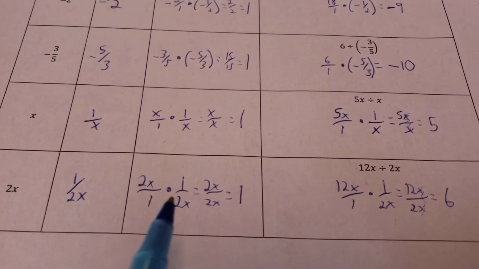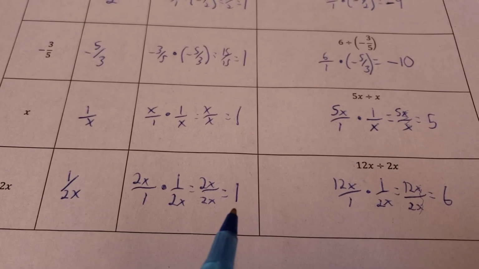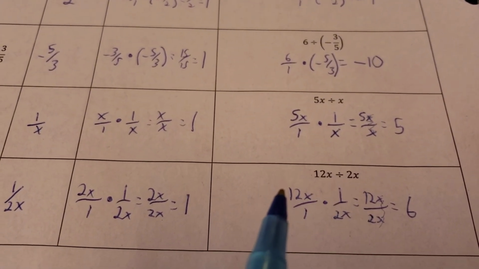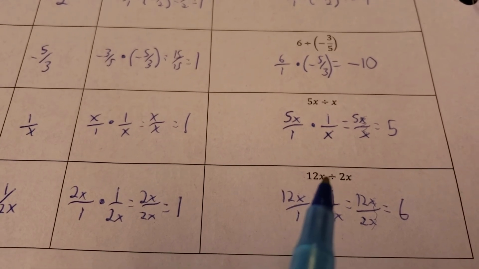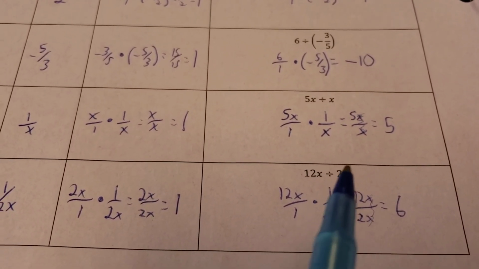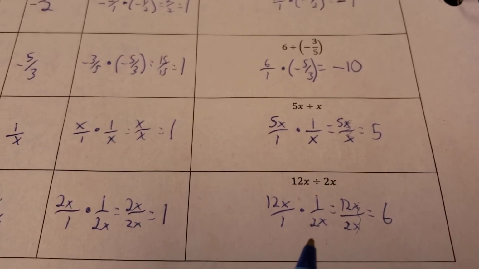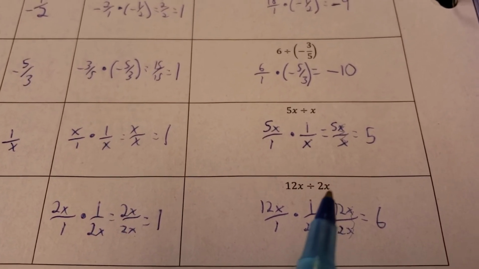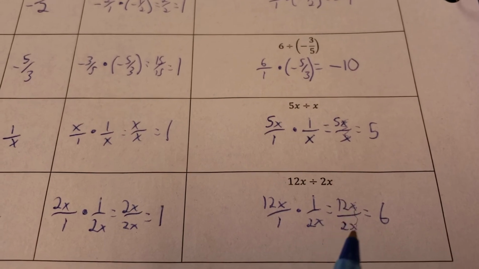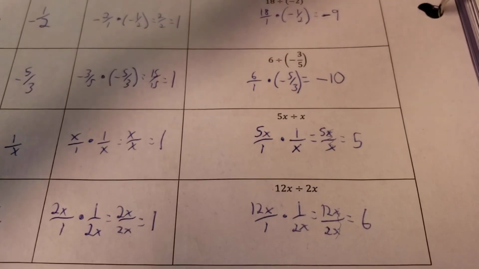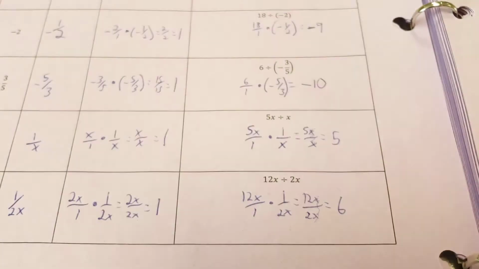And of course, if I times those together, I get 1. But if I had 12x divided by 2x, well, 12x is over 1, change the division to times, and then flip 2x over 1 to 1 over 2x. So keep, change, flip like we always do with division. And at that point, the x's divide each other out. You're left with 12 divided by 2, which gives you just a 6. So you'll see some more of that on part 2 of our lesson.